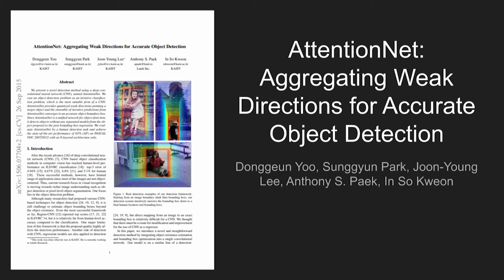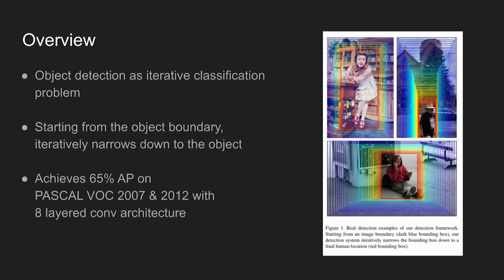Today's paper is AttentionNet, Aggregating Weak Directions for Accurate Object Detection. The proposed method views an object detection problem in a bit different way. Instead of using proposal algorithm followed by CNNs and classification models, it handles object detection as an iterative classification problem.